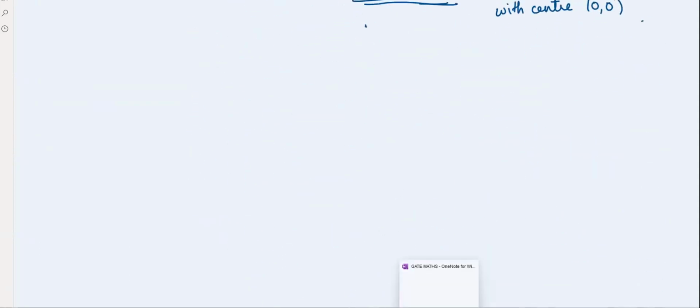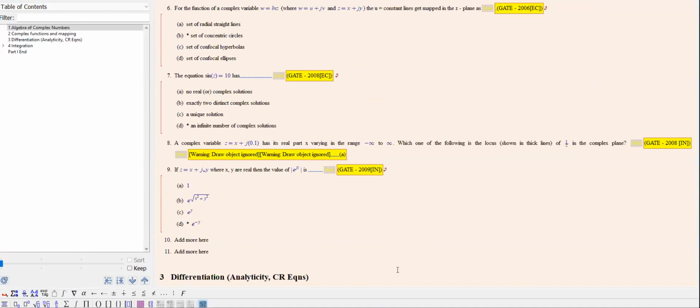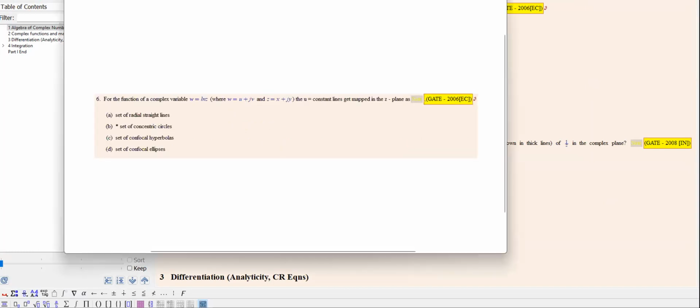So it is just a play with complex numbers. Next, it's an important question.